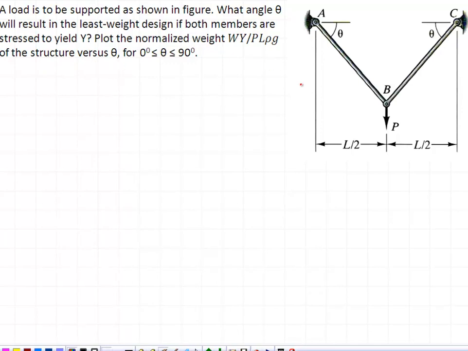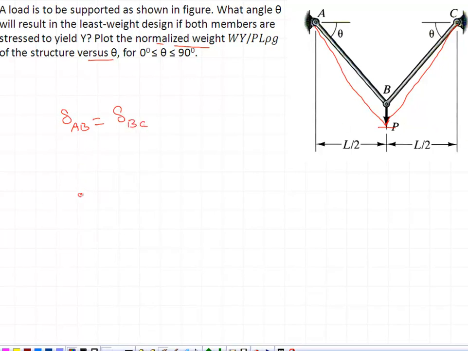Now, if you look at this particular configuration, let's first solve for normalized weight with respect to theta. Okay, so let's take the angle to be theta and then solve this problem first. This is a very simple problem. Both of them are going to extend, so we're going to get something like this. The extension of AB will be the extension of BC also. So delta of AB is equal to delta of BC.